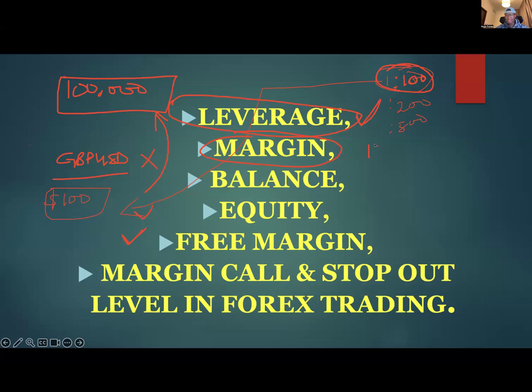So you choose, let's say, 1:2,000 leverage, right? What does it mean? Multiply 2,000 times 100. What do we have? We have 200,000, right? So it means that even though the person has only $100, by virtue of choosing a leverage of 1:2,000, they can what?